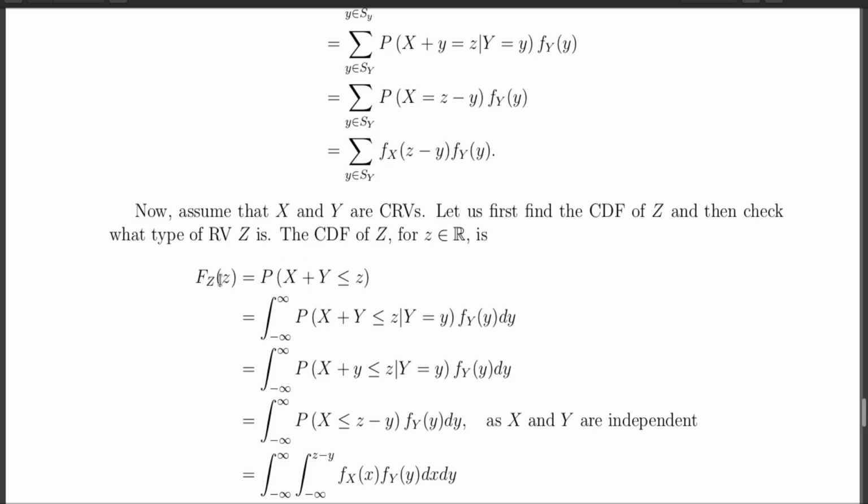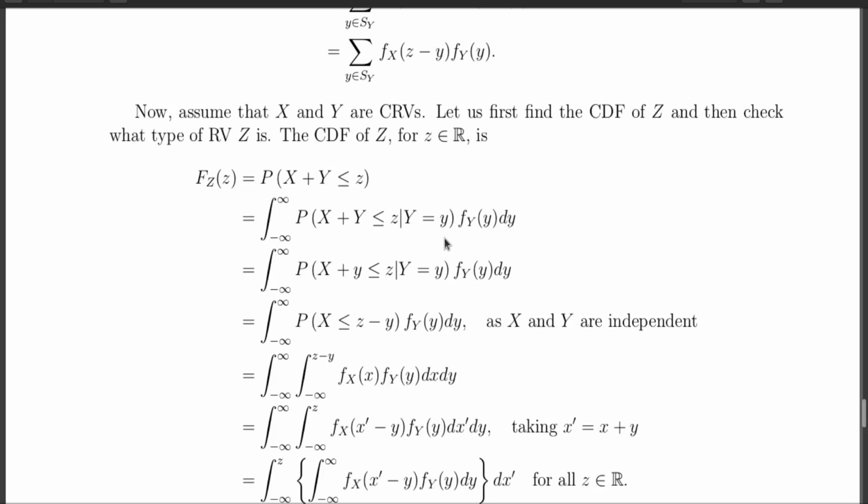So the cumulative distribution function of Z, by definition, is the probability that X plus Y is less than or equal to z. Use the conditional formula, conditioning with respect to Y. So it turns out to be the integration from minus infinity to plus infinity of the probability that X plus Y is less than or equal to z given Y equals y, into the marginal density function of Y, dy. Again do the same thing, put Y as y here, and now these two parts are independent, so I can remove that conditioning. So I get this one.